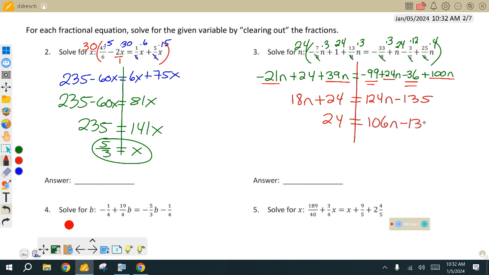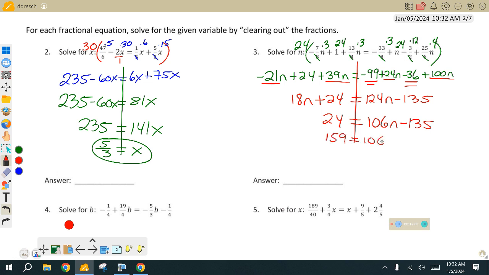106. I try to limit the negatives. Negatives, we know, create extra problems for us, or could create extra problems for us. Add 135 over. 24 plus 135 gives me what? 159.